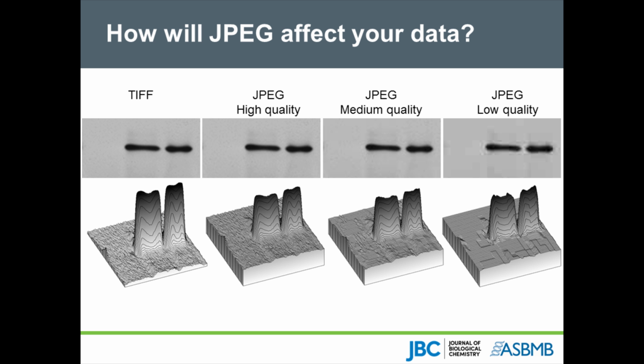So how is this going to affect your scientific data? Here's the same image I've saved either as a TIFF or various quality JPEGs. I then did a surface plot analysis of the blots in ImageJ. You can see even in the surface plot for the high quality JPEG, the data already looks different than the original capture. And then when you save it at progressively lower qualities, the blot starts looking blocky and pixelated. We would definitely flag these images during screening.